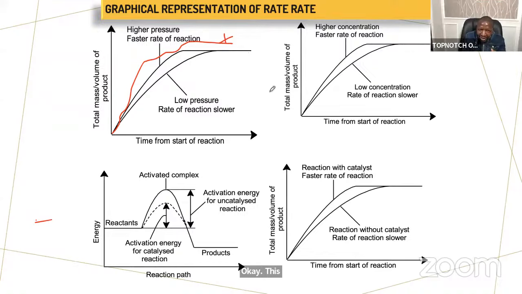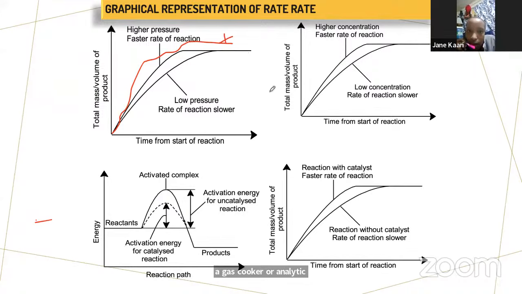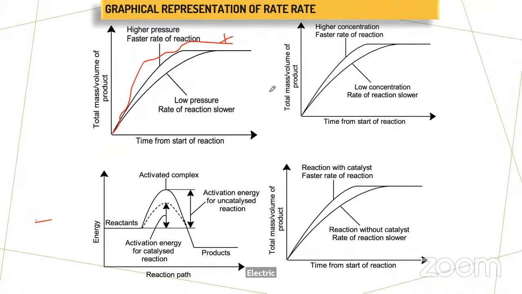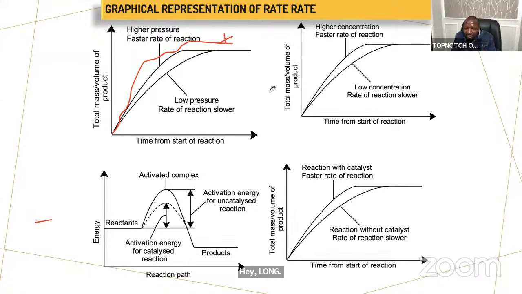the same point. Just because you are using a higher temperature, it doesn't mean that the product will be higher. Like, for example, which one is faster, using a gas cooker or an electric heater? Electric heater. That's wrong. The gas cooker is faster than the electric heater. Practically.